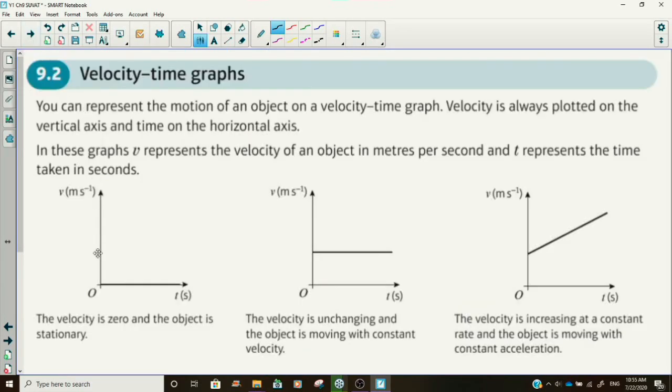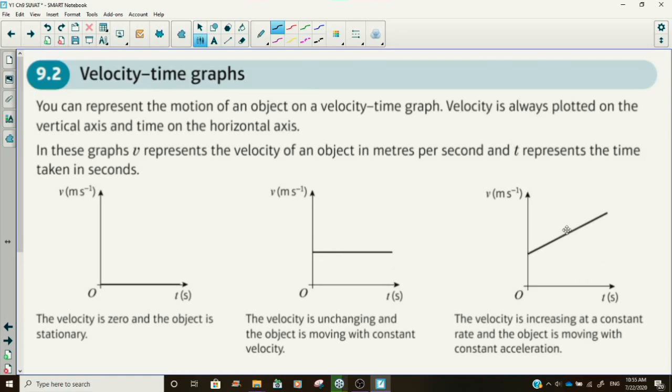So key points here: the velocity is 0 and the object is stationary. Okay, so here we have a line along the t-axis. So if velocity is 0, the object is stationary. If the straight line is above the t-axis, then they have a positive constant velocity. Okay, so the velocity is constant and they are still traveling away from the starting point.